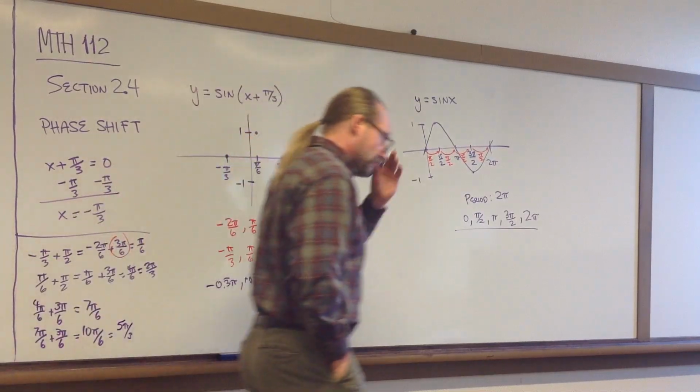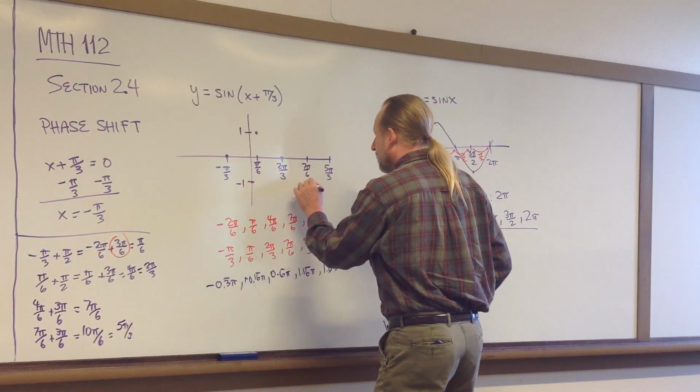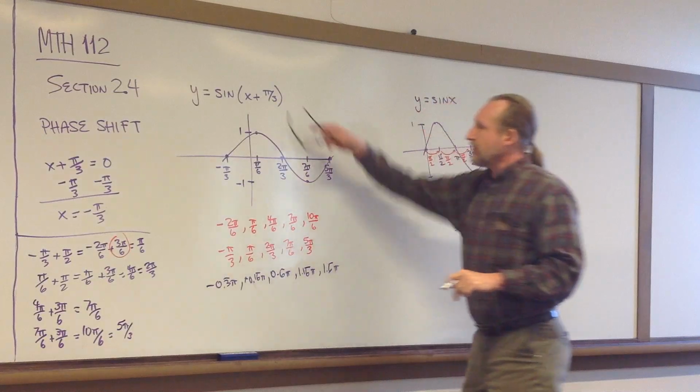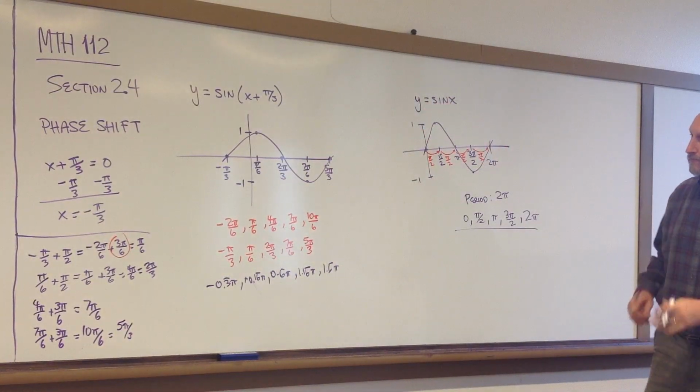And there it is. Okay, so there's half our graph. This one gets the minimum value. That one gets 0. And there's our shifted graph for the sine of x plus pi over 3.